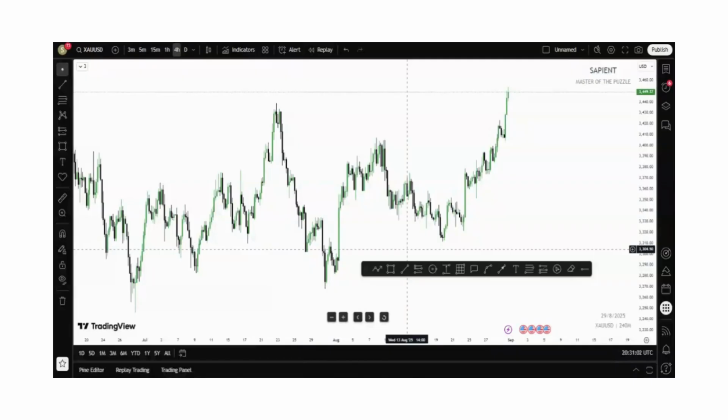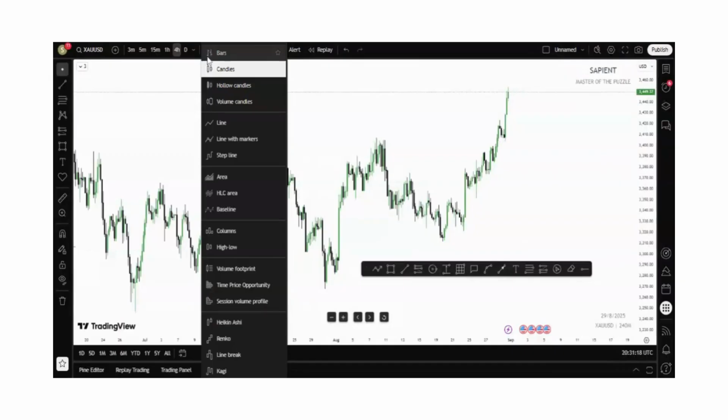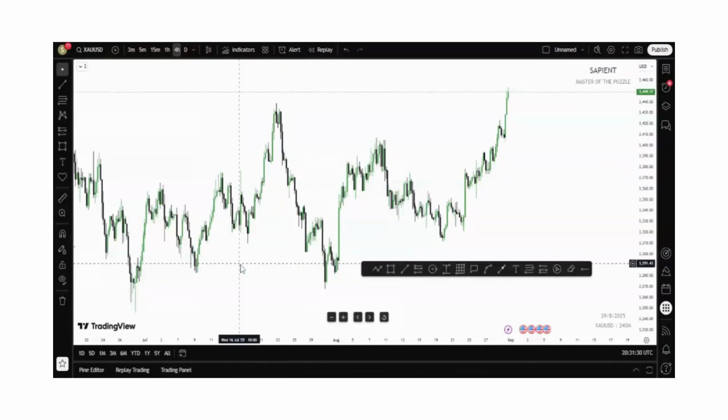So when I said market data can be in different forms, but the most popular one is the candlestick that we use, don't get me wrong. Let me show you other forms that market data can be in. Look, we have bars, we have candles, hollow candles. You can see we have volume, footprints, and so on and so forth.